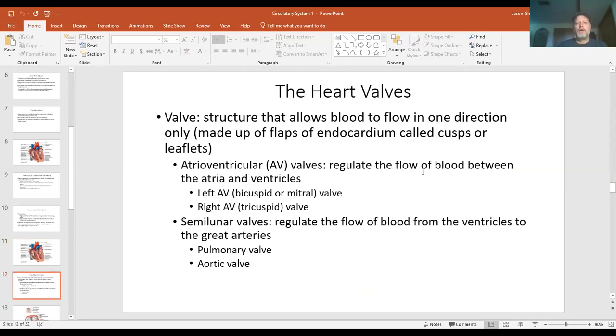Now the valves, right? Little flaps, they're called cusps or leaflets. The atrioventricular valves are the ones between the atria and the ventricles, so they're regulating the blood flow between them. On the left side is the bicuspid, or the mitral, and the right side is the tricuspid. Now the valves for the blood leaving the heart are called semilunar valves, and we have 2 of these. We have the pulmonary one that leads to the pulmonary trunk, which goes to the lungs, and we have the aortic one, which leads to the aorta, which is going to the rest of the body. So be familiar with the name and location of these.